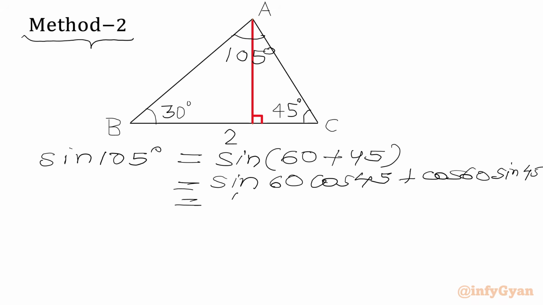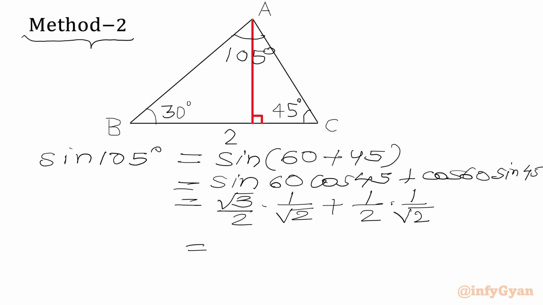Sine 60 is root 3 over 2. Cos 45 is 1 over root 2 or root 2 over 2. Plus cos 60 is half. Sine 45 is root 2 over 2 or 1 over root 2. Now we can write this will be equal to (root 3 plus 1) over 2 root 2. This is the value of sine 105 degrees.